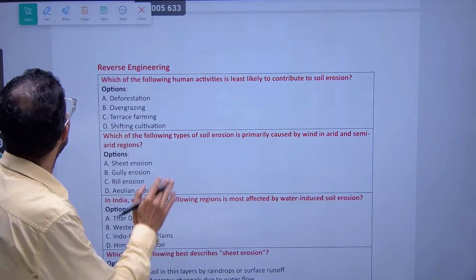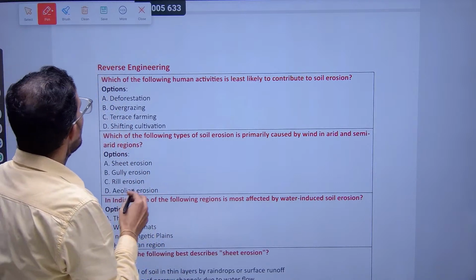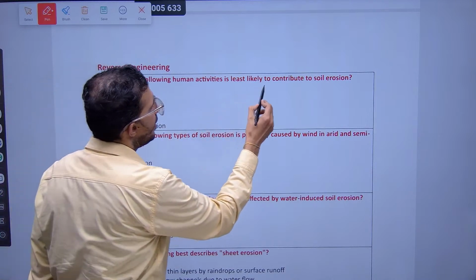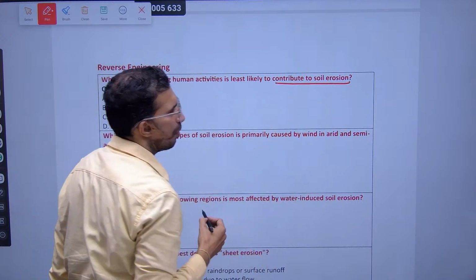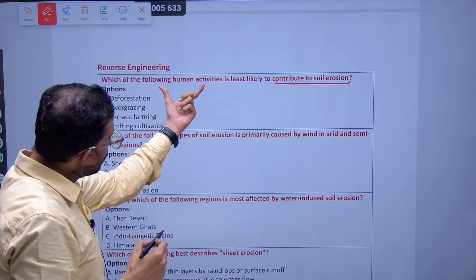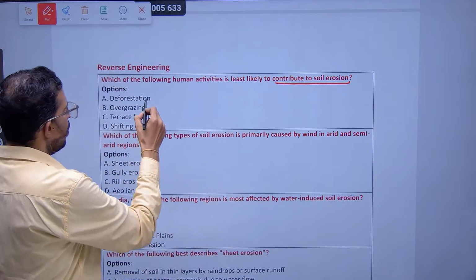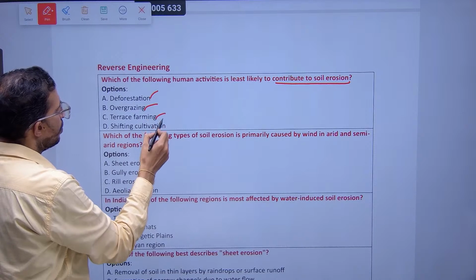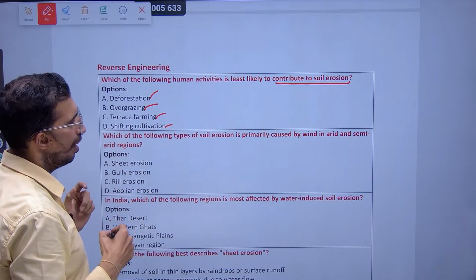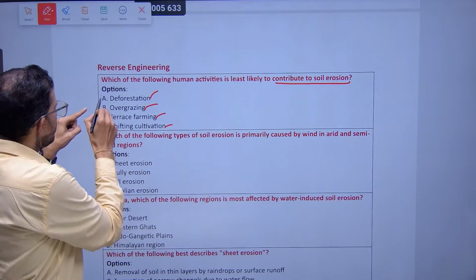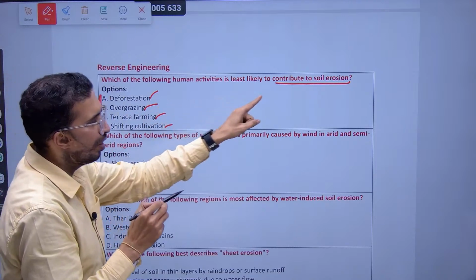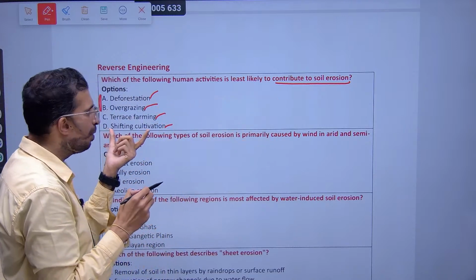First question: which of the following human activity is least likely to contribute to soil erosion? Deforestation, overgrazing, terrace farming, or the shifting cultivation. If you see, the deforestation and overgrazing are responsible for the soil erosion. And what about the shifting cultivation?